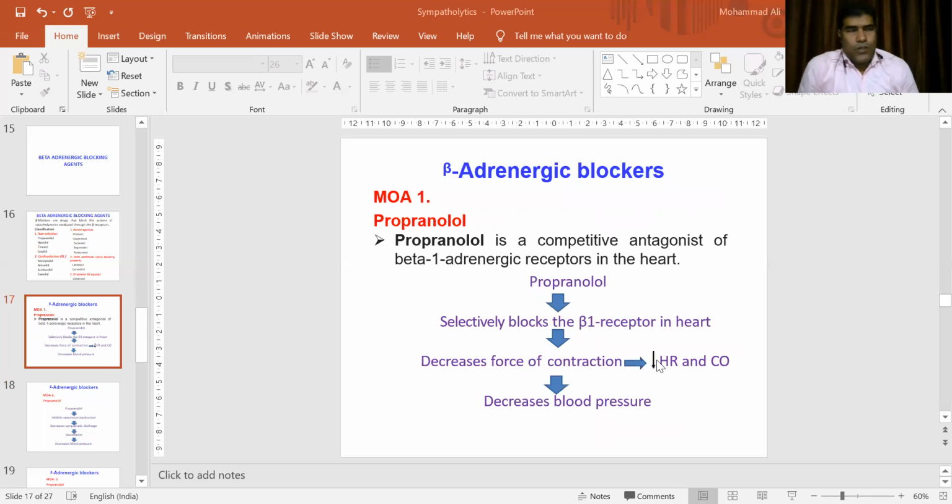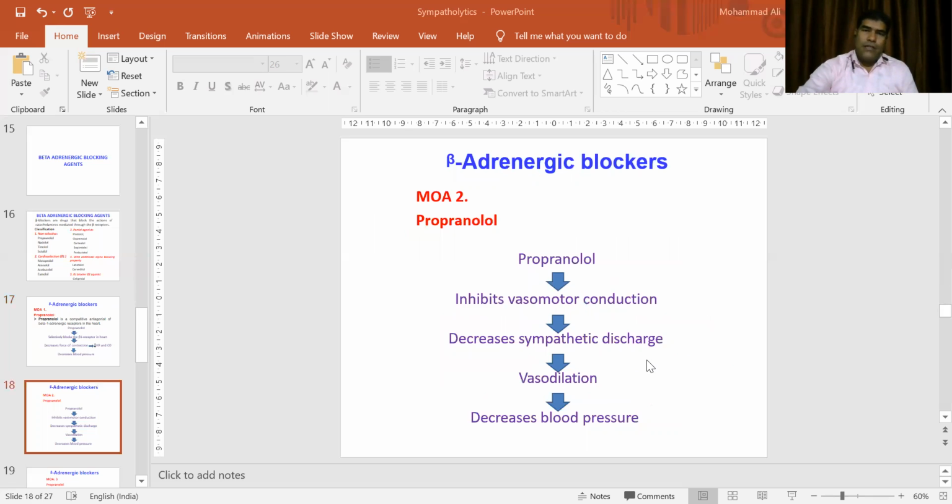Now coming to the most important and popular drug, propranolol. Propranolol is a competitive antagonist of beta 1 adrenergic receptors in the heart. Propranolol selectively blocks the beta 1 receptor in the heart. What will happen? It decreases the force of contraction, which decreases heart rate as well as cardiac output.